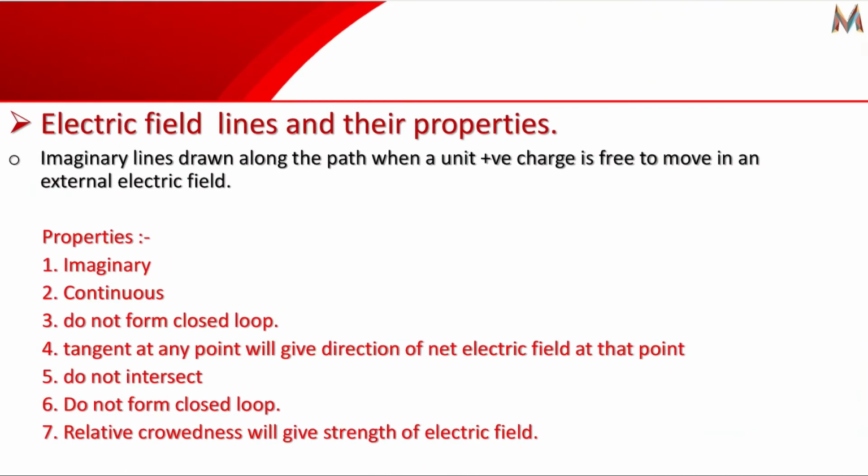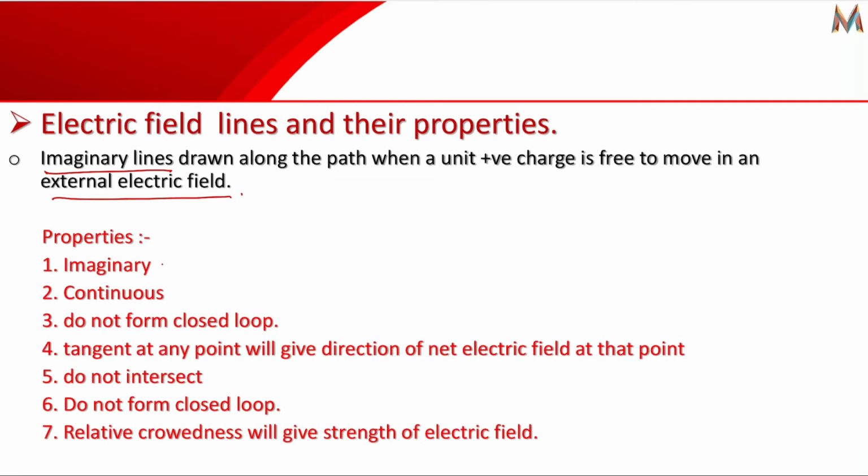Okay, let us see a few properties related to electric field lines and the definition of electric field lines. When we move a unit positive charge particle in the external electric field, it will follow a path. If we draw a line along that path, then that line is said to be an electric field line. So electric field lines are imaginary lines drawn along the path when a unit positive charge is free to move in the external electric field.